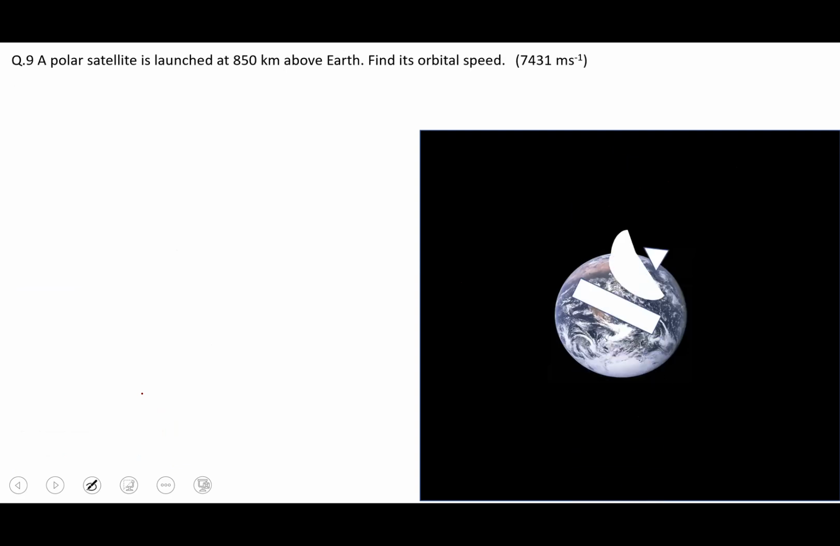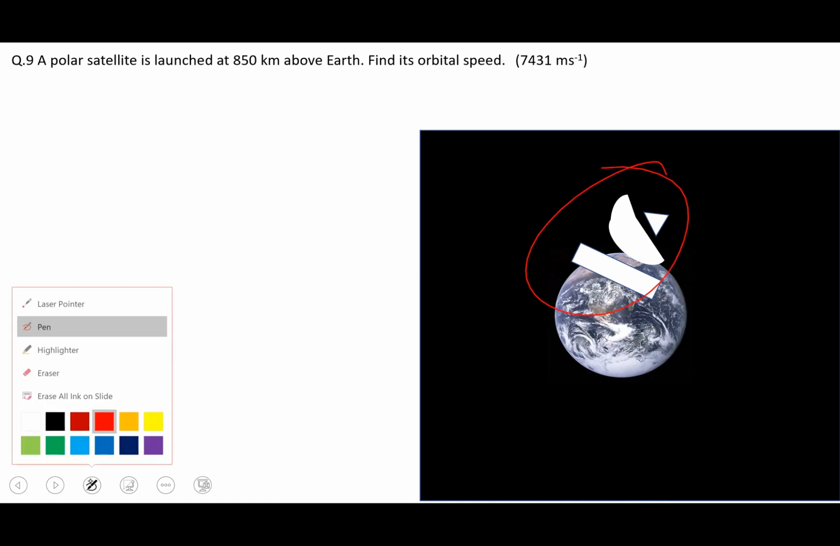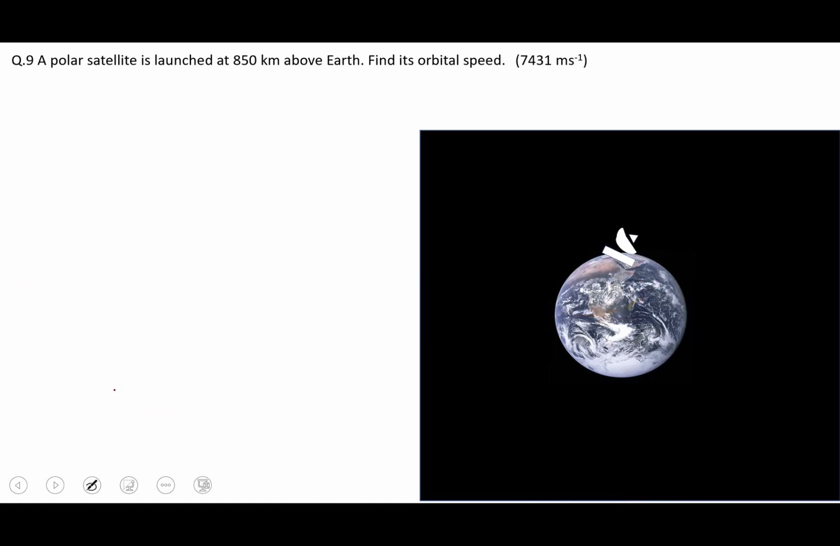Moving on towards the next question, which says: a polar satellite is launched 850 kilometers above the Earth. Find its orbital speed. Now here's a satellite in front of us. Let us squeeze it down to size, and we have to find the orbital speed when it is 850 kilometers from the surface. As it is revolving around the Earth, what is the orbital speed? We have to find the orbital speed, which is V naught.